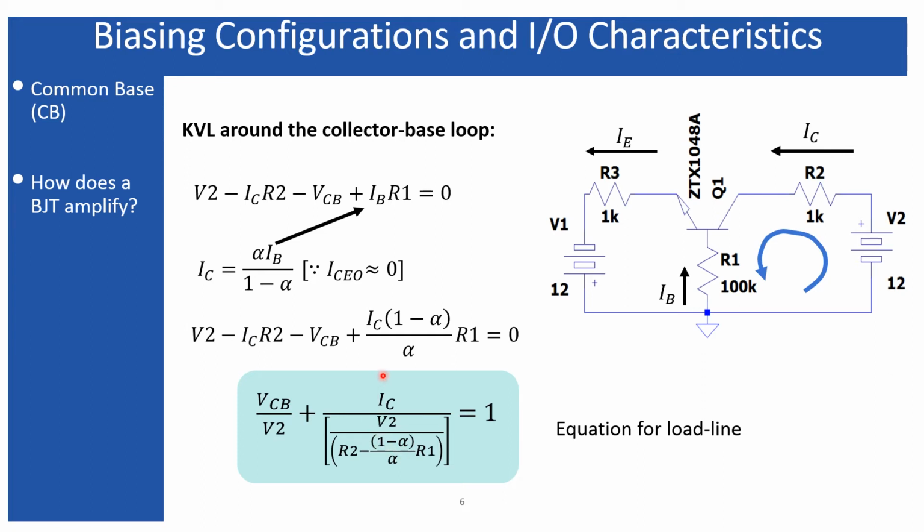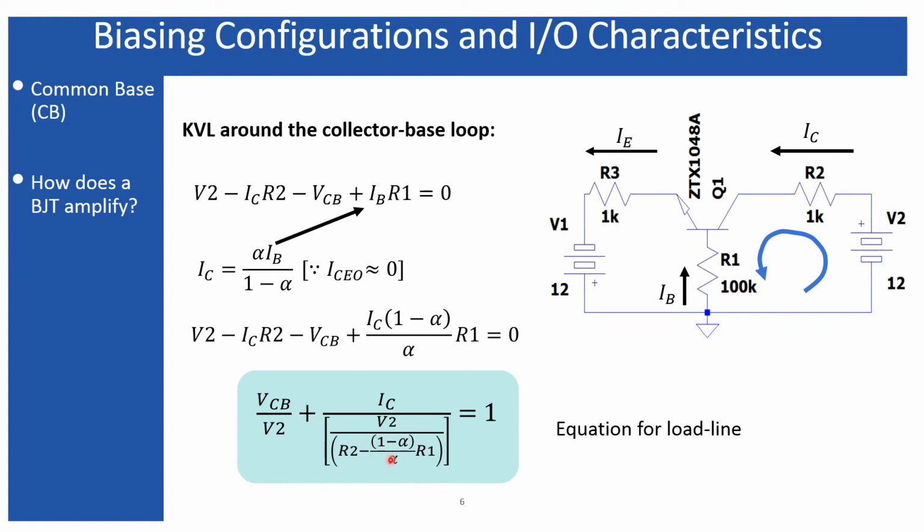The rearrangement I have done is similar to what I did while analyzing the base emitter loop; here also I did that. Now this is the equation of the load line. Here the load line intersects with the VCE axis at V2, while it intersects the IC axis at these values. And a close investigation of the intersection point with the current axis tells that if alpha is very close to unity, then this effect also cancels.